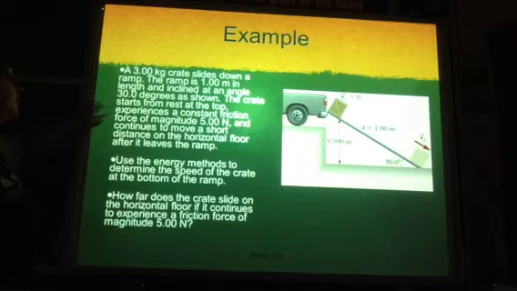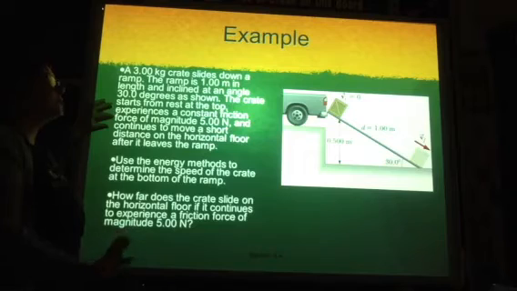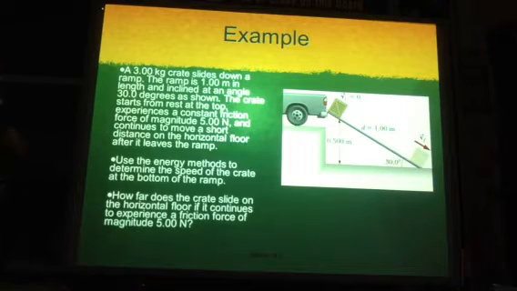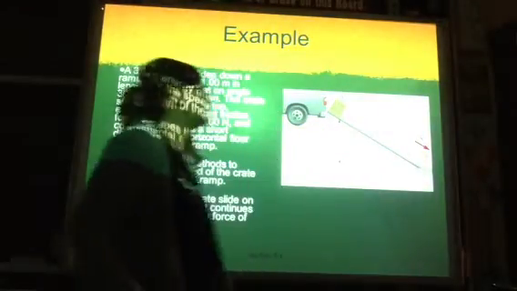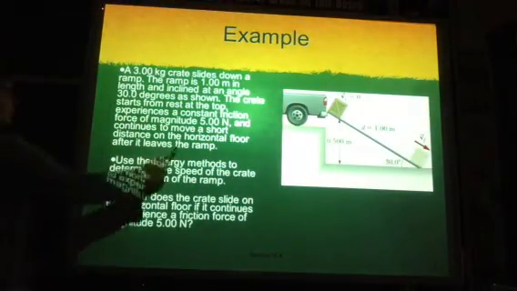And it's going to experience a constant frictional force of 5 newtons. It's going to continue to move a short distance until it gets onto this horizontal floor, and that will happen after it leaves the ramp.